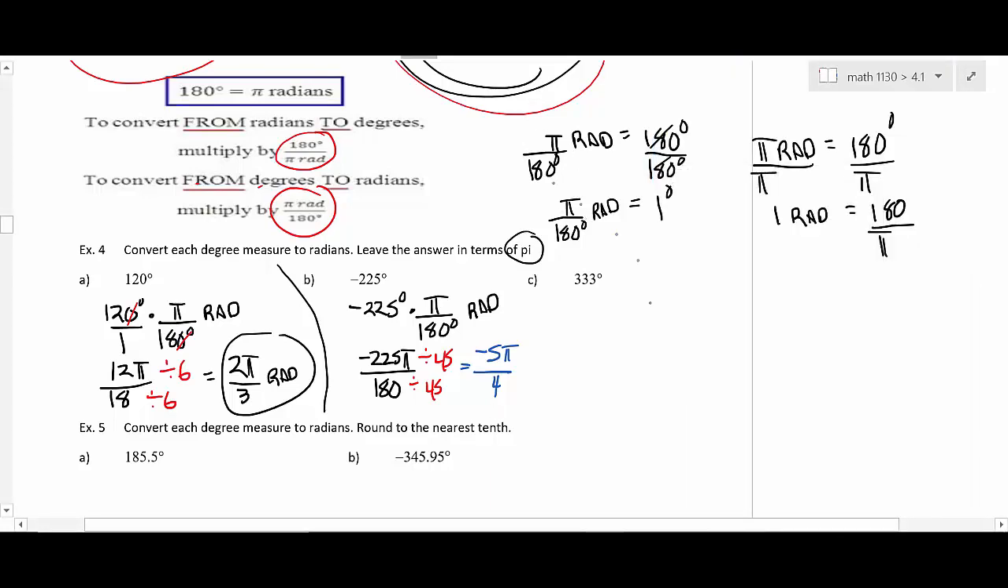Okay, so this next one is going to be 333 pi over 180. I always like, when this shows up when I teach, I'm always curious how many students know this. You guys know how you can look at a number and tell if it divides by 3 or 9?